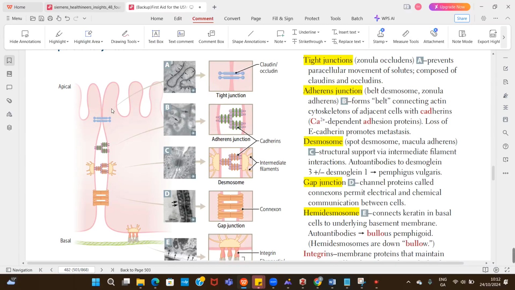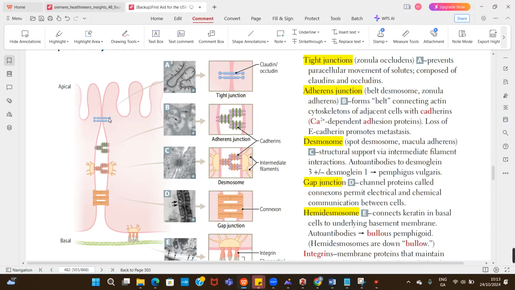But this connection requires a protein, right? And what is this protein for tight junction? We call them claudins and occludin. Occludins, like occlude, close, oppose. So occludin and claudin are the proteins involved in the tight junction, holding the actin microfilament of one epithelial cell to the actin microfilament of another epithelial cell. That is what your tight junction is all about.